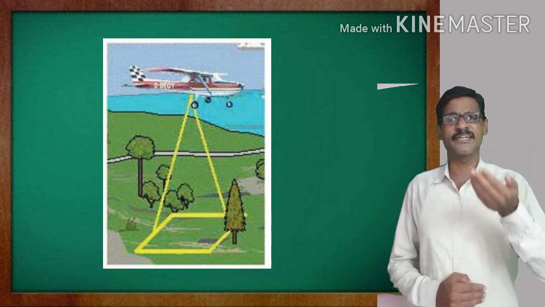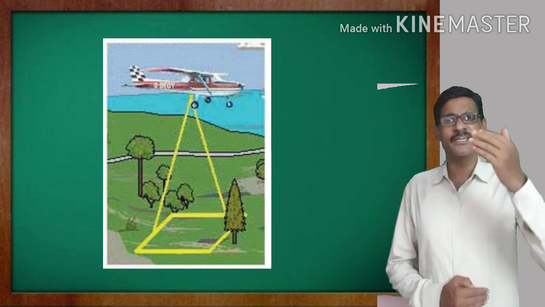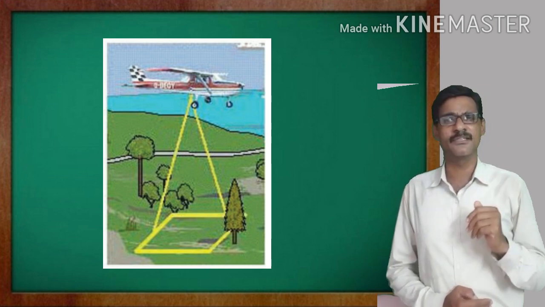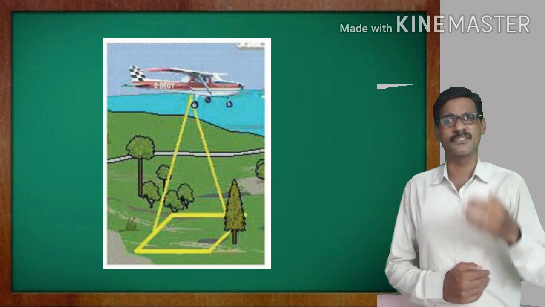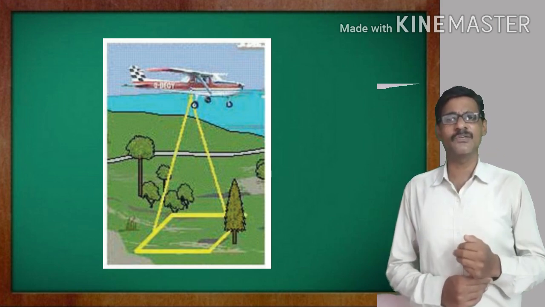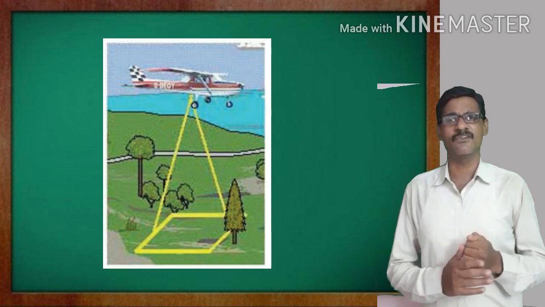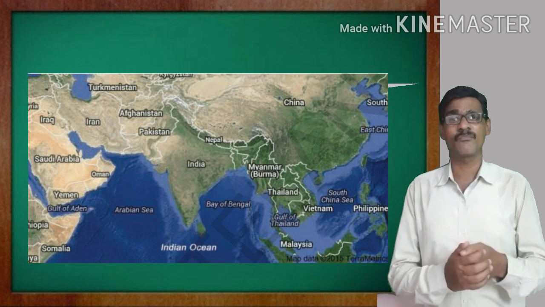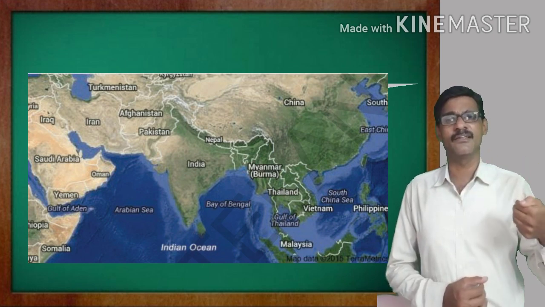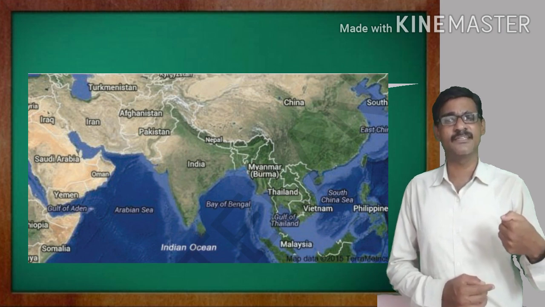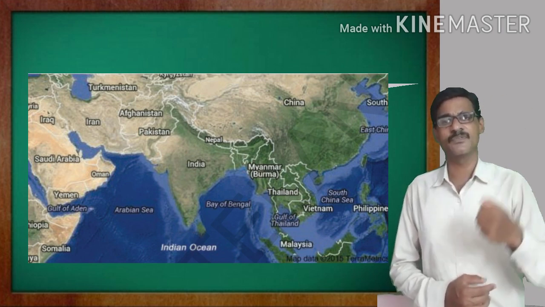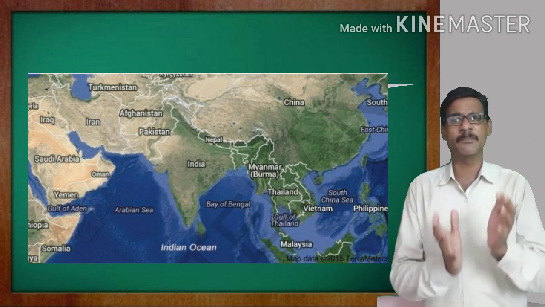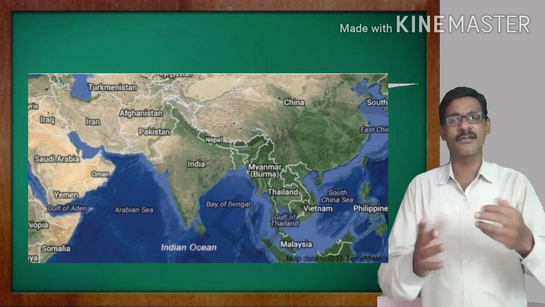Aerial photography, satellite imagery. Aerial photography is a technique used to take photographs from aircraft or helicopters. These are not maps. These are photographs only. And also in the modern period, in our times, photos are taken by satellites. The satellites were sent by us into space. And these satellite images are used to prepare maps and for planning and development.